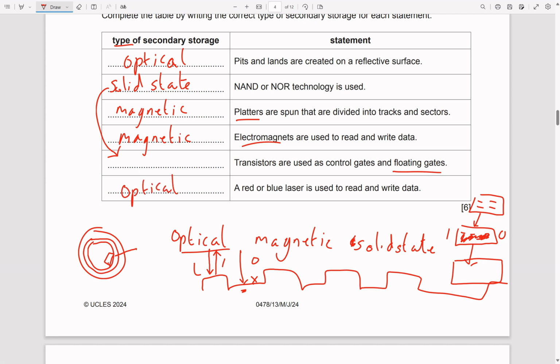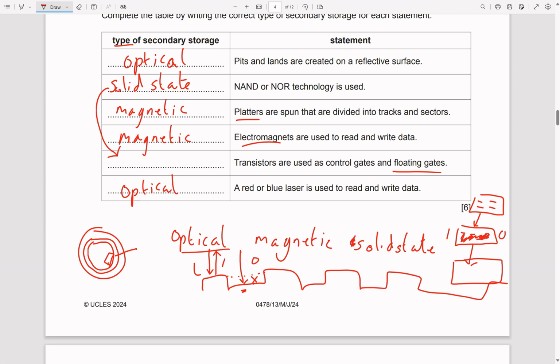And there is actually a slight difference. A pit and land is going to be if it's read only. Because once we've written the pit, we've literally burnt away some of the actual coating, some of the CD. So there's no way to go from a pit back to a land, because we can't get that physical material back.